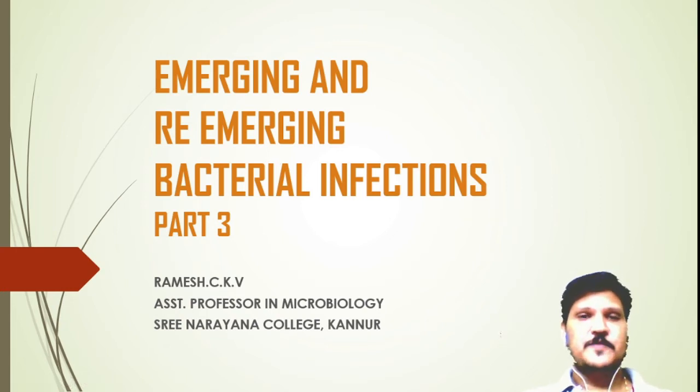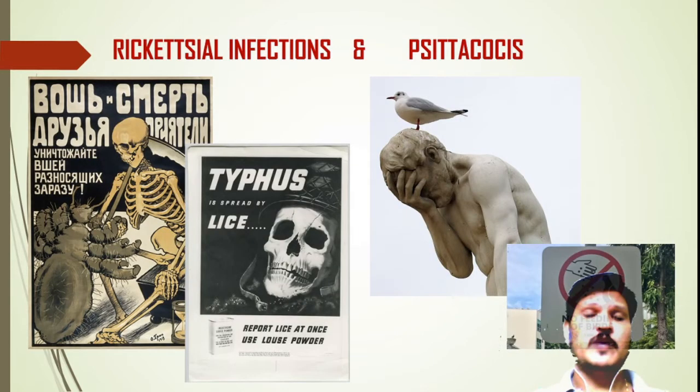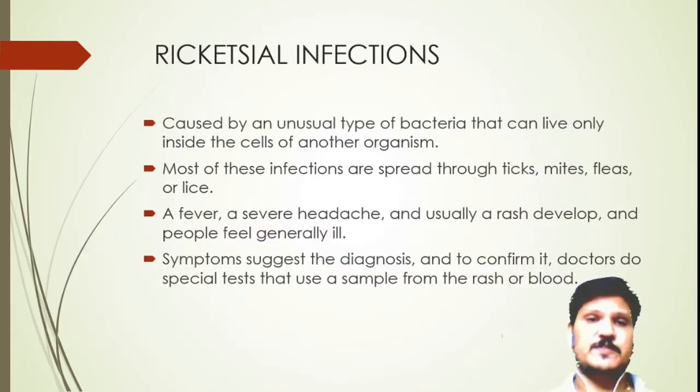Hello students, today in the third part of the topic emerging and re-emerging bacterial infections, we are going to discuss two important diseases caused by two important pathogens, Rickettsia and Chlamydia. In this session we are going to discuss Rickettsial infections, and in the second part we discuss Psittacosis, a chlamydial infection. First we will discuss Rickettsial infection.